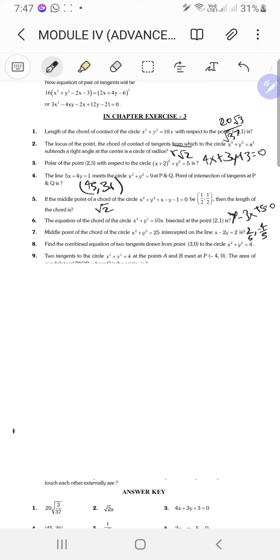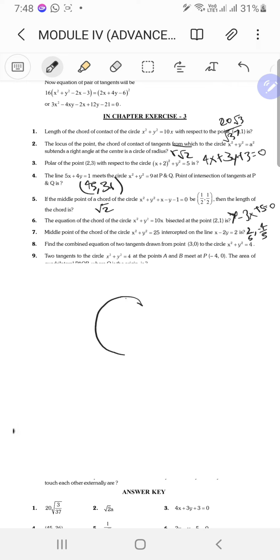Find the combined equation of two tangents drawn from point (3, 0) to the circle x squared plus y squared equal to 4. Combined equation of two tangents drawn from the point. Alright, combined equation, well that's weird. Okay, combined equation, I don't get it. Let's just try doing it.